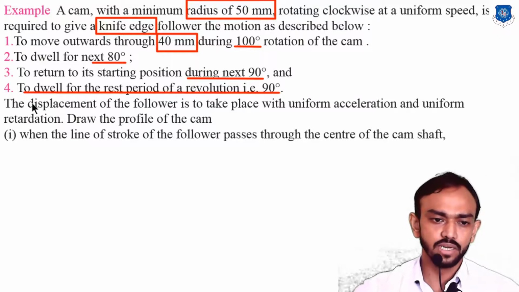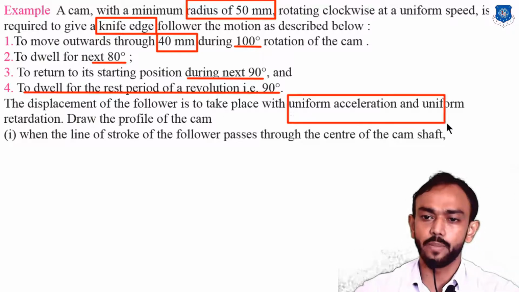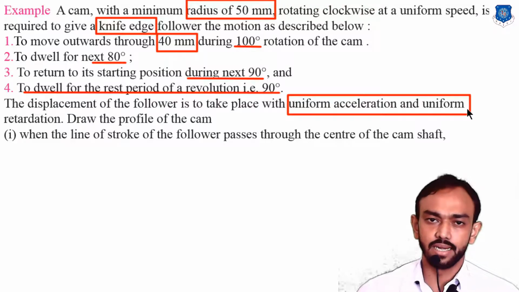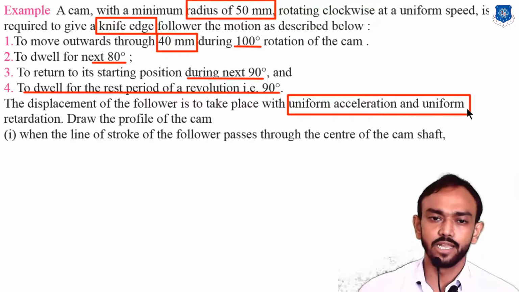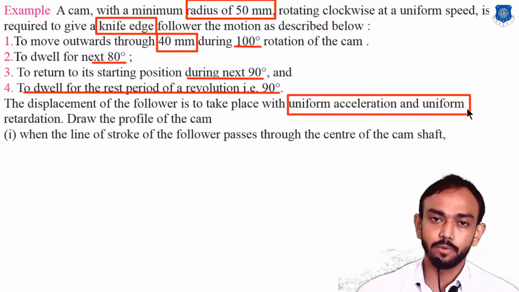The displacement of the follower takes place with uniform acceleration and uniform retardation. Always remember that before starting the cam profile you have to understand which type of motion is there: uniform velocity, uniform acceleration, simple harmonic or cycloidal. There are 4 types of displacement diagram, and we have to understand which type of displacement diagram we have to draw for the follower.